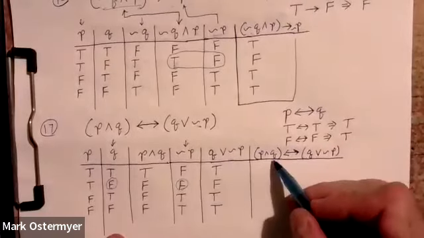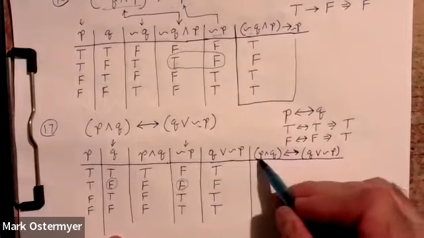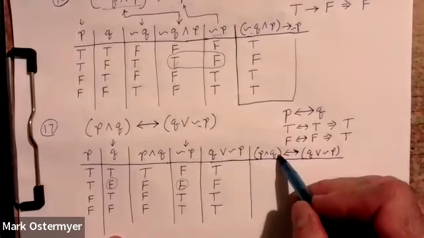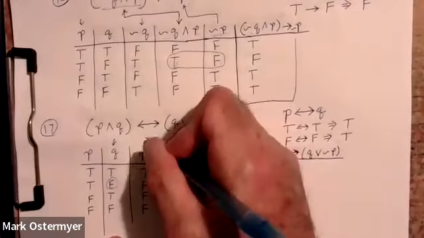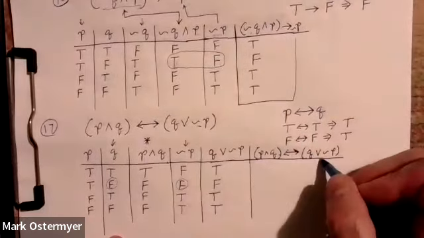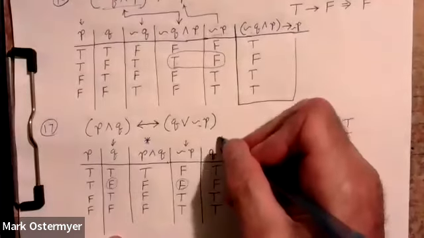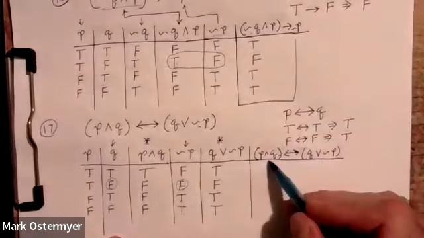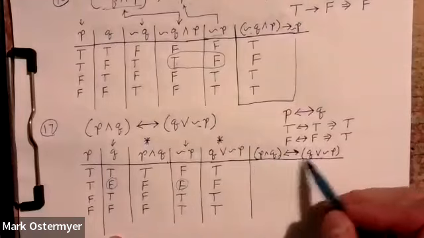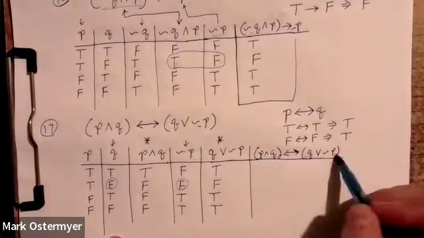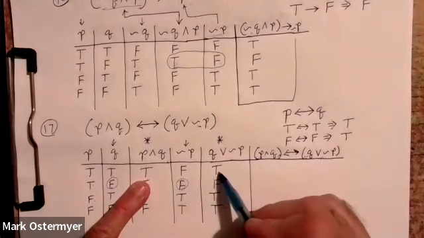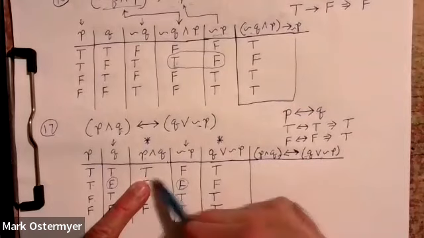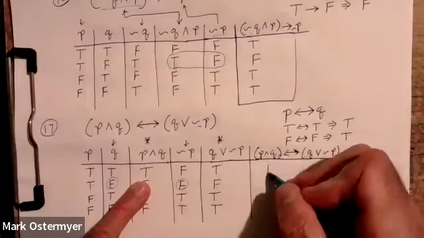So the only time that this is going to be true is if this statement is true and this statement is true. So we're going to be using this column as the first statement, and the second statement is going to be this column here. Again, the only time a biconditional is true is if this is true and this is true, or this is false and this is false. Well, here we have true and true. So true if and only if true means this will be true.